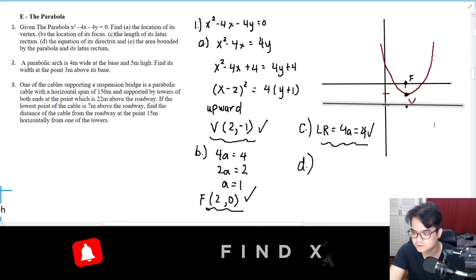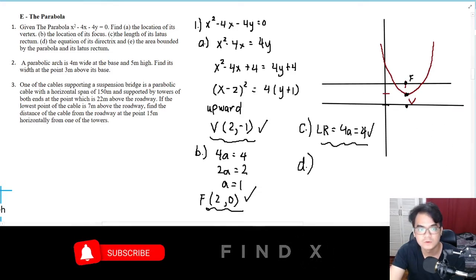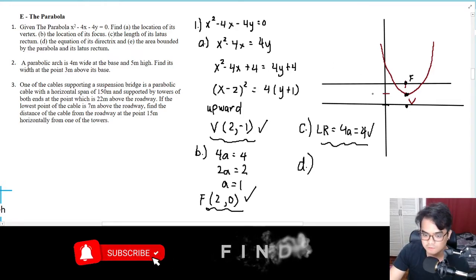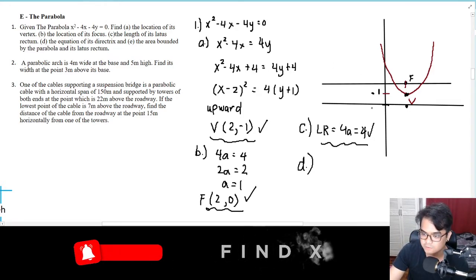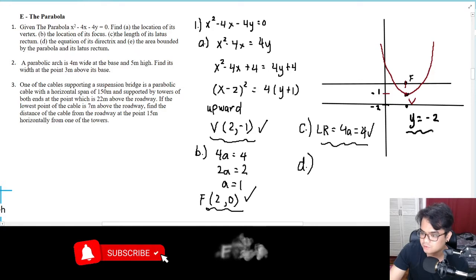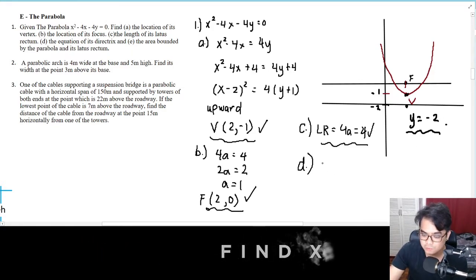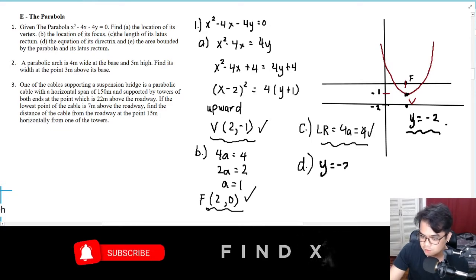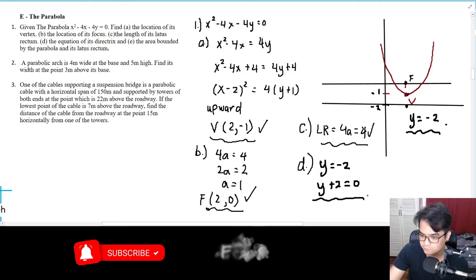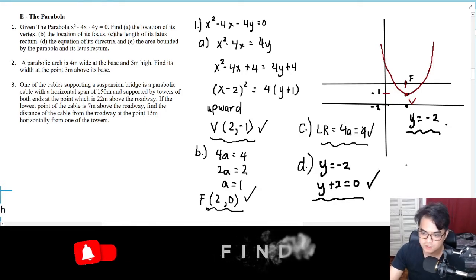Let's say that this is the directrix. So this is -1, right? Therefore, this is -2. So that is at y. Therefore, y is equal to -2. So this is the equation of the directrix. Okay, y is equal to -2, or y plus 2 equal to 0. So that's the equation of the directrix.